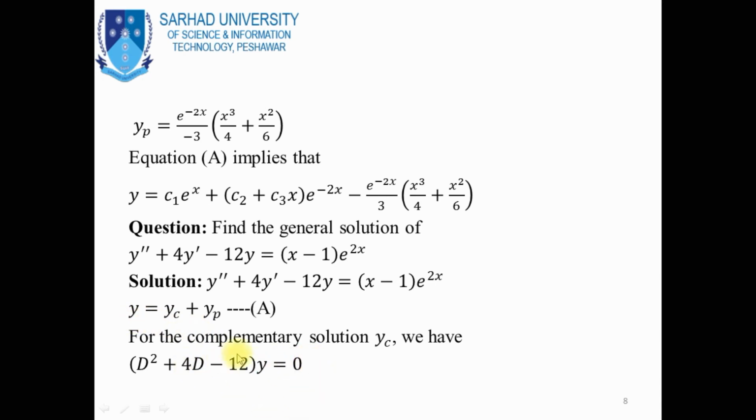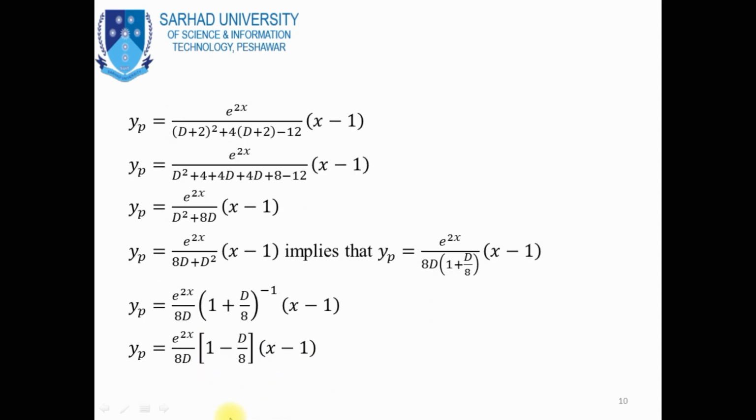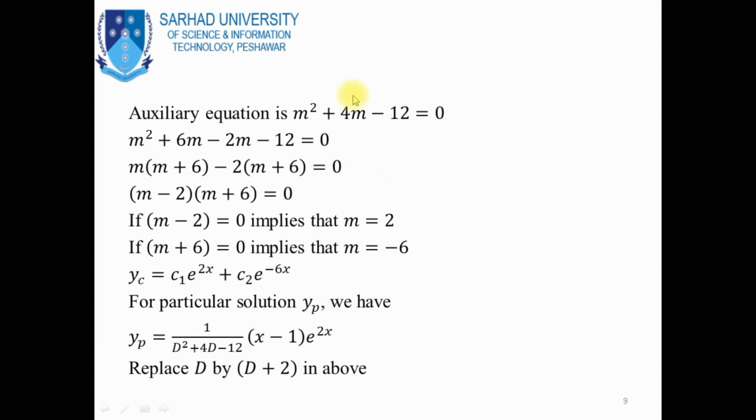For the complementary solution, taking the homogeneous part of this non-homogeneous differential equation: d square plus 4d minus 12 into y is equal to 0. So y is equal to 0 is the trivial solution, and for the non-trivial solution we write the auxiliary equation m square plus 4m minus 12 is equal to 0. Now by sum and product we can write m square plus 6m minus 2m minus 12 is equal to 0. Taking common m from these two terms, m into m plus 6, and taking common minus 2 from these two terms, minus 2 into m plus 6 is equal to 0. And now we can write m minus 2 into m plus 6 is equal to 0.